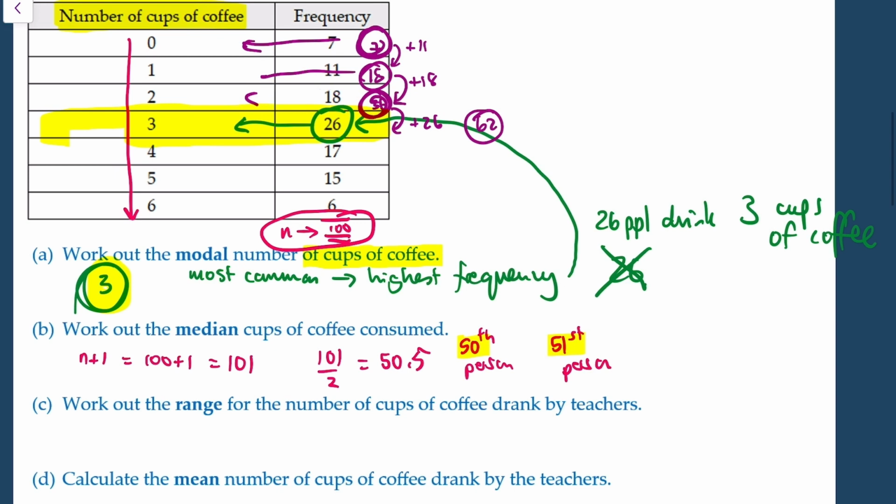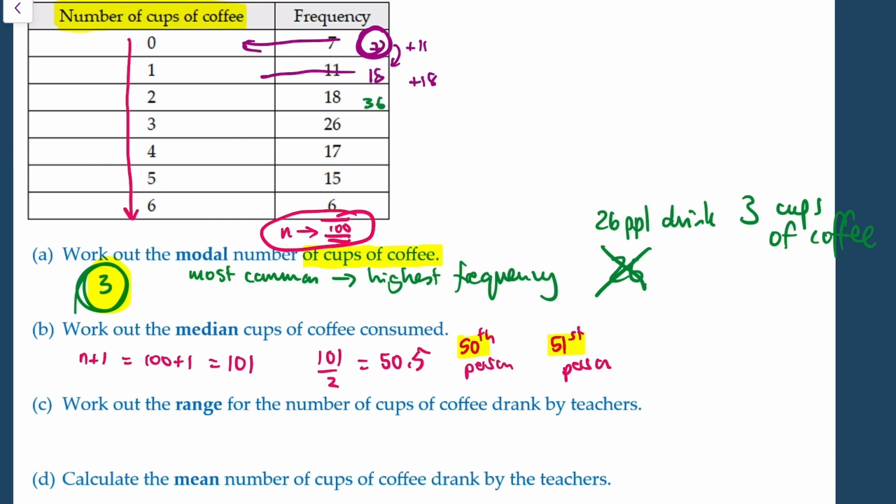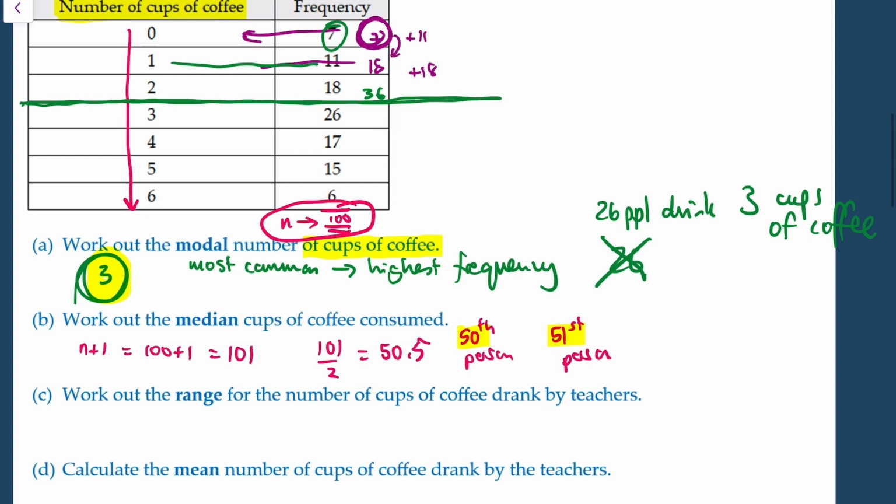And that is because up to here I've got 36, right? So if I list out the first 36 people, it will be 0, 0, 0, 0, 0, 0, 0, 7 times, and then 11 ones, and then 18 twos. That means up to here is 62. That means person number 50 and person number 51 is 3. So I'll have 3 and 3, and halfway in between those two, still 3. I hope that makes sense. So the median is 3.